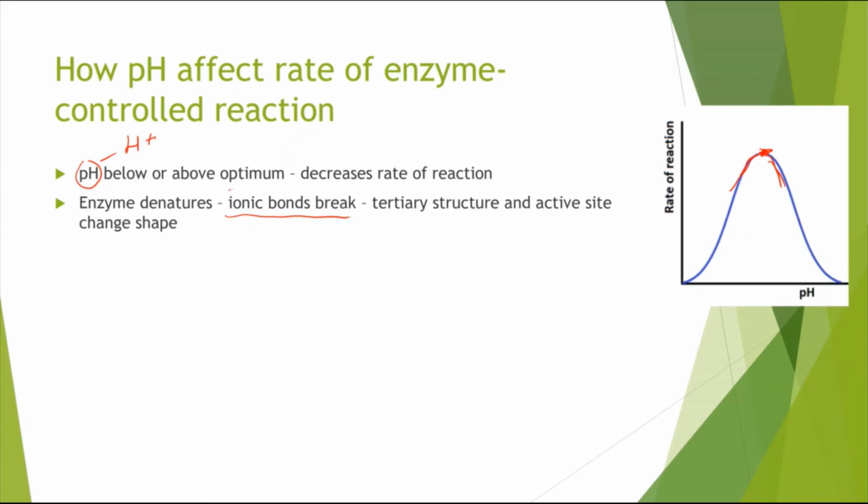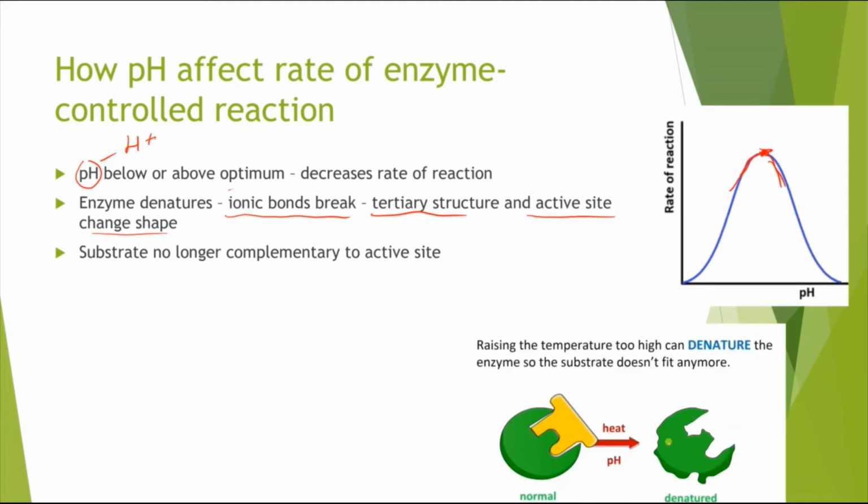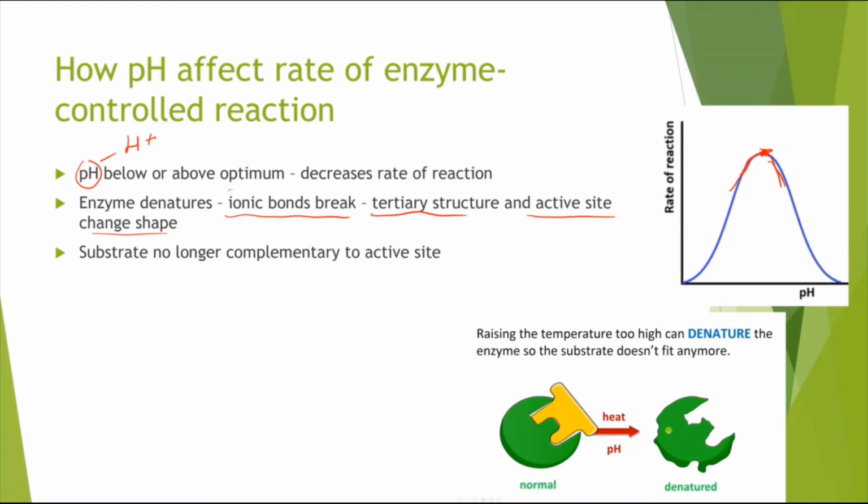So changing the pH would alter the concentration of these hydrogen ions, and this would interrupt the ionic bonds and denature the enzyme, and therefore the tertiary structure and the active site of the enzyme change shape. Again, the substrate is no longer complementary to the active site. Again, the same is occurring in this instance. So fewer successful enzyme-substrate collisions, and therefore fewer enzyme-substrate complexes being formed, so there will be a slower rate of reaction.